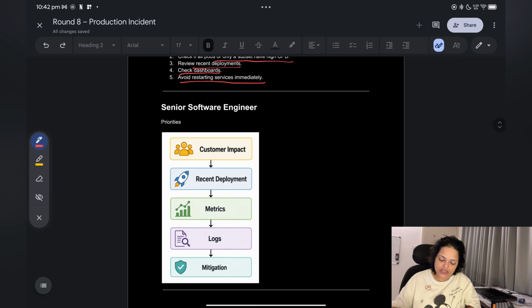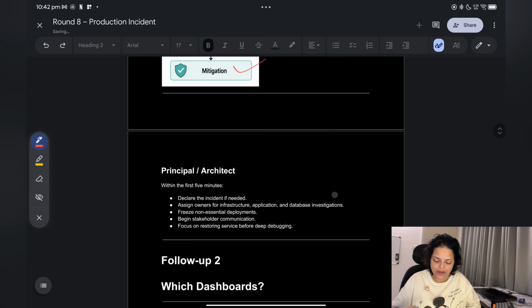Now a senior software engineer will say that his priority would be to first check the customer impact, then check the recent deployment, then check metrics and logs, and then go with mitigation.